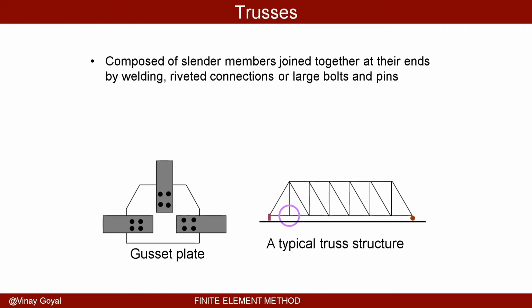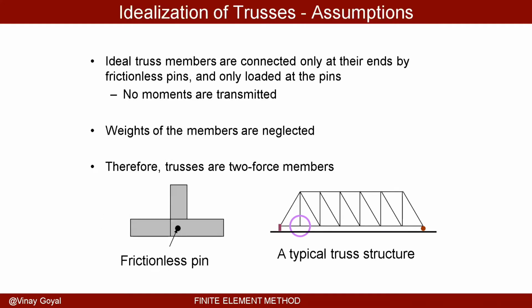In general, what are trusses? Trusses are composed of slender members that join together at their ends by welding, riveted connections, or large bolts and pins. That's typically what you will see. These connections can actually be simplified. A lot of times, what we do is we say that at these connections, there's a very limited amount of bending moment getting transferred. That's the approach that's typically used when we're covering these connections.